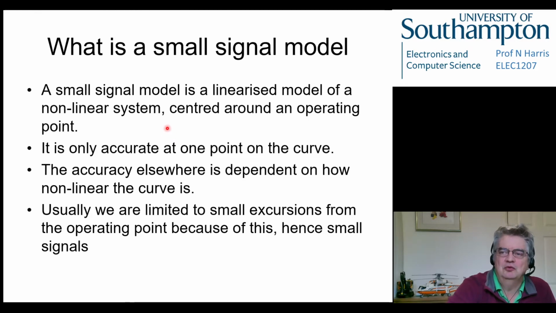And depending on how nonlinear the curve is, that determines how quickly the error grows. But our linear model is absolutely accurate at that one point on the curve because it's a single point. So only when you start to deviate from that point do errors start to increase, and usually the errors are quite small to start with, very small deviations, and we can live with that.